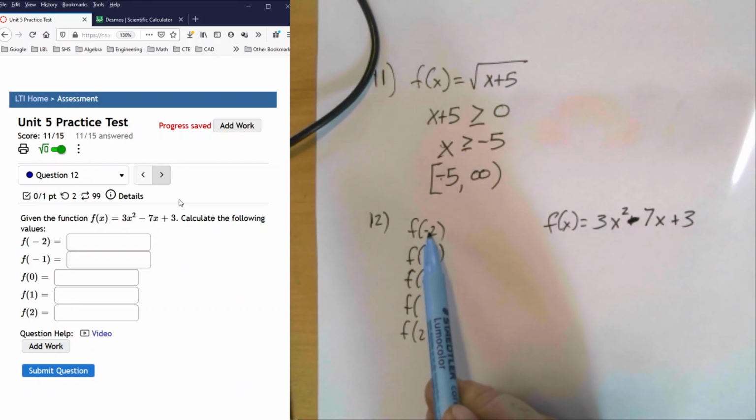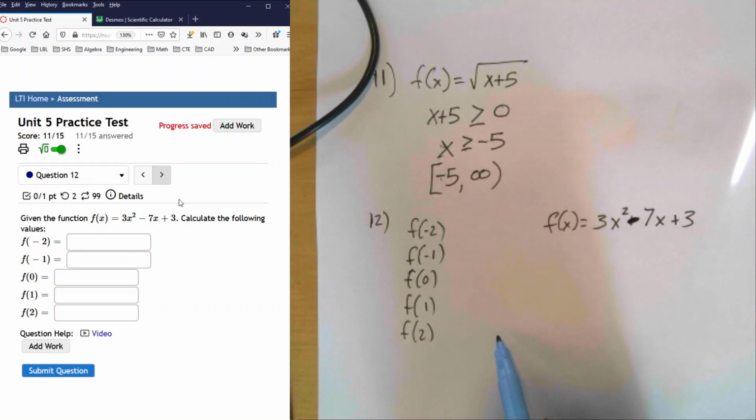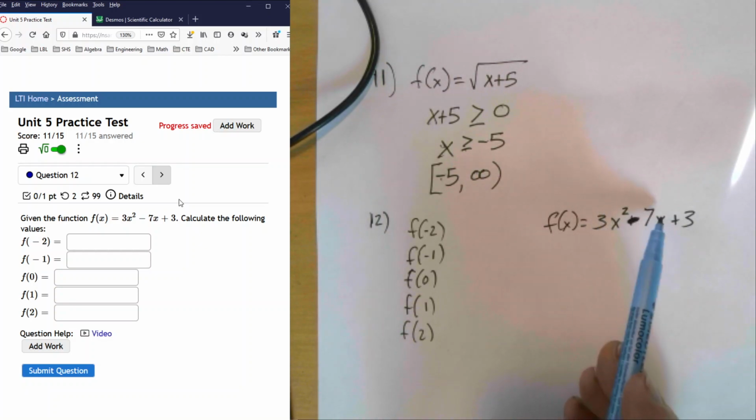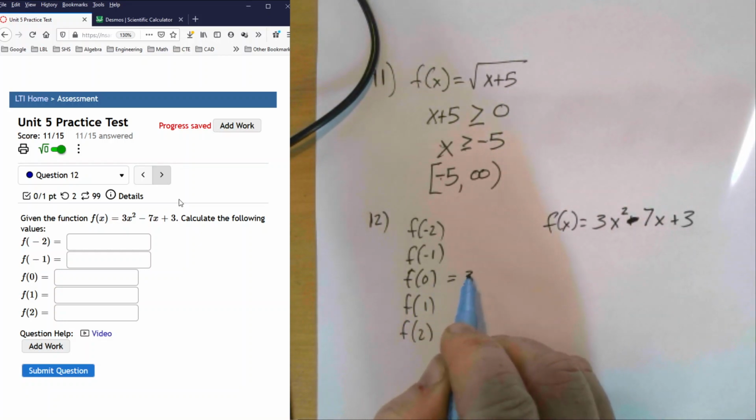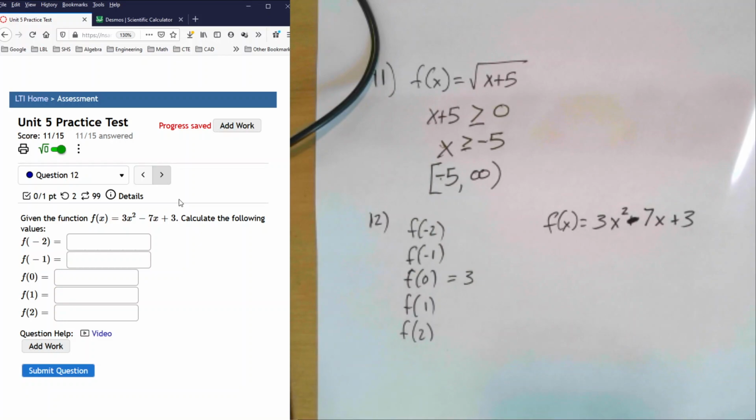Now, I can go and plug -2 in and calculate all those. That's an easy thing to do. f of 0 is an easy thing to calculate because when x is 0, this term becomes 0, this term becomes 0, and so I'm just left with 3. So that's an easy one to figure out. But the rest of these will take a little bit of calculating.